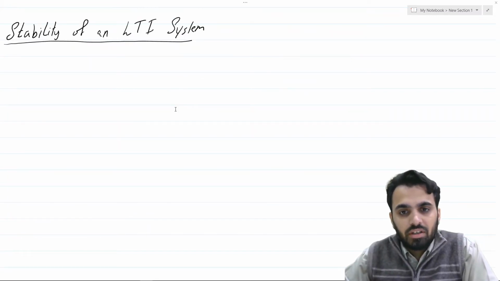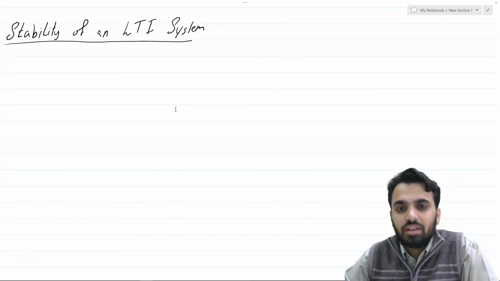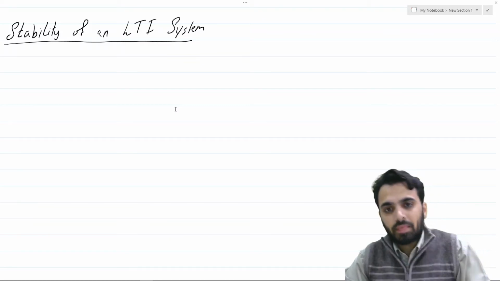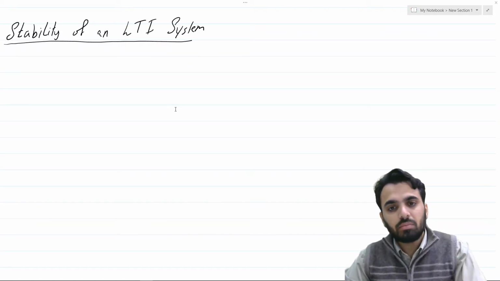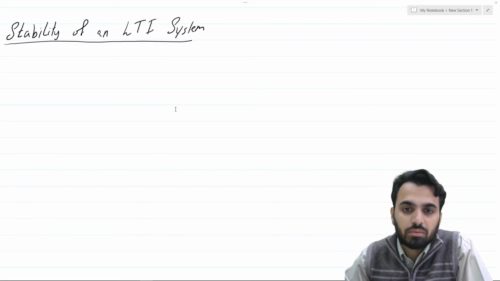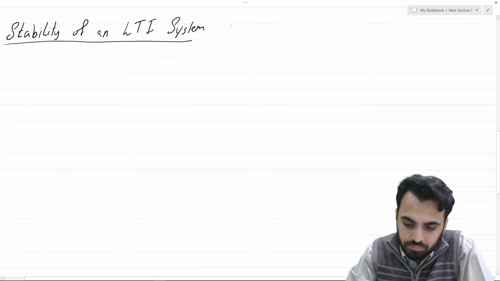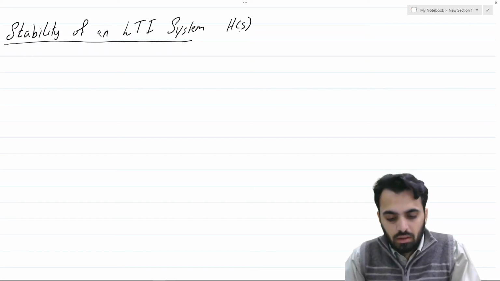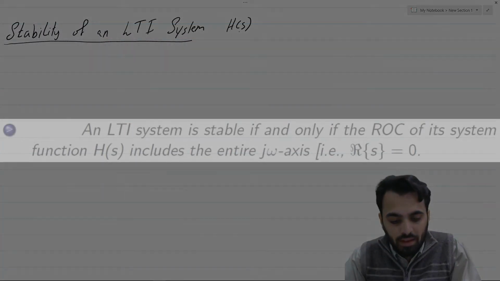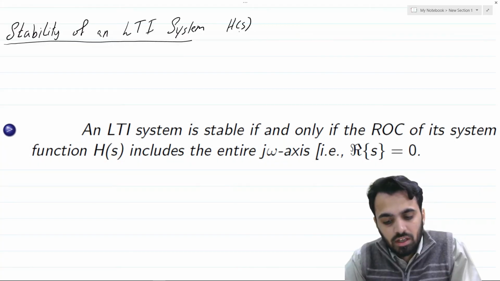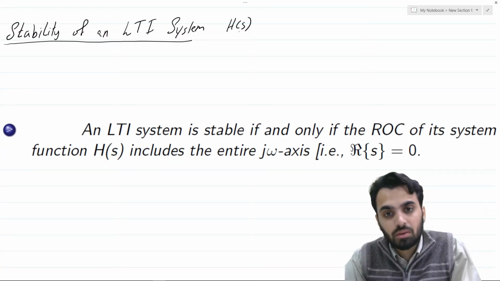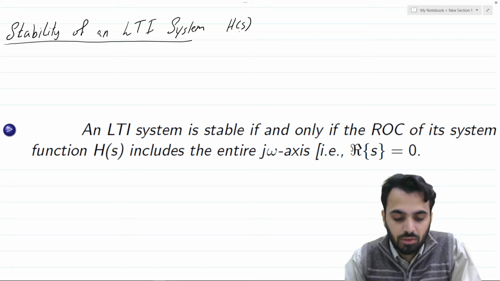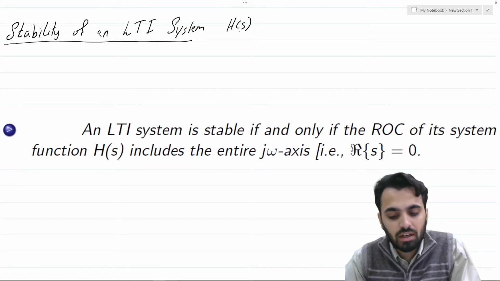The second property deals with stability of linear time invariant systems. And we need to determine the stability by means of the transfer function h of s. By definition, an LTI system is stable if and only if the region of convergence of its system function h of s includes the entire j omega axis. That is, for real part of s, the value is equal to 0.